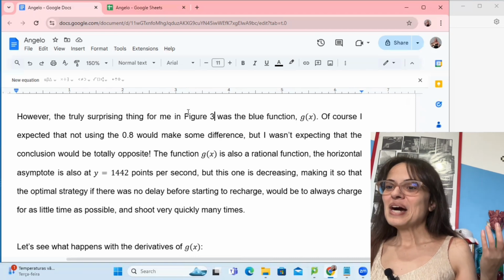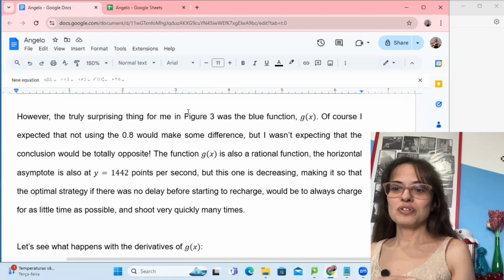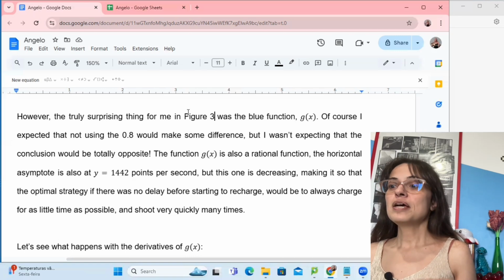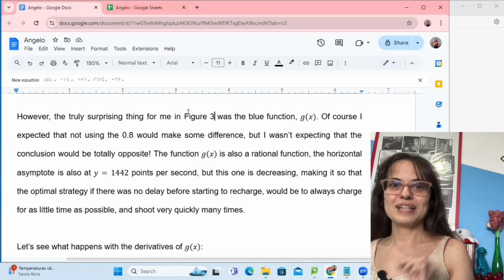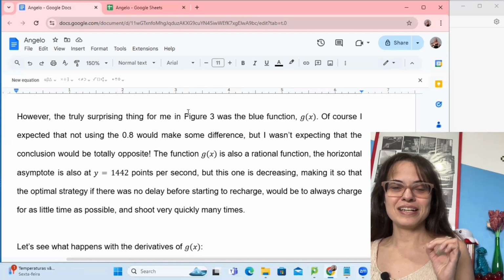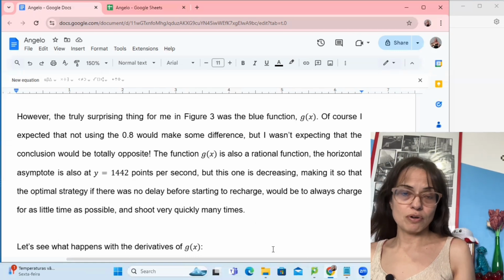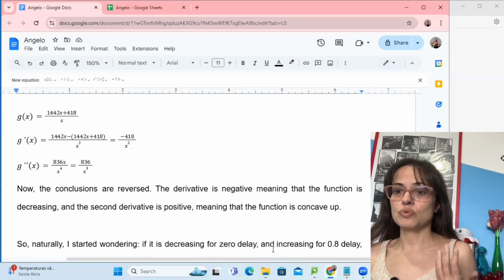What's happening? The function g of x is also a rational function. The horizontal asymptote is also at 1442 points per second, but this one is decreasing, making it so that the optimal strategy, if there was no delay, would be to always charge for as little as possible. This is the exact opposite conclusion, and this is so shocking. So the first thing I'm going to do here is to do the derivatives of g. Of course, we have to go through the same process to understand what's happening to the other one.